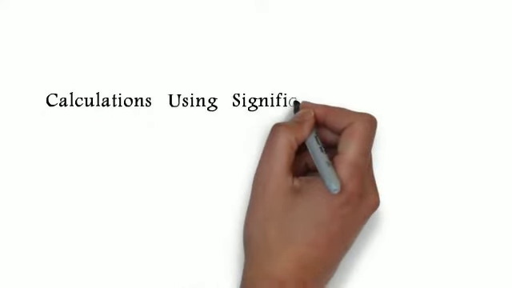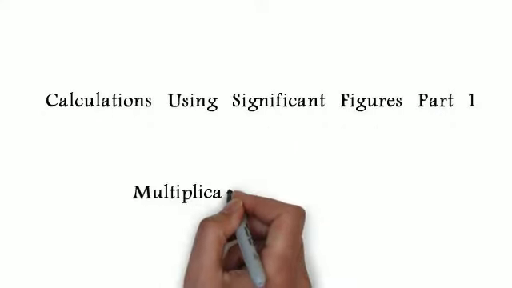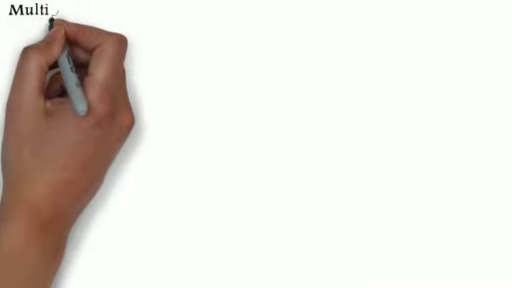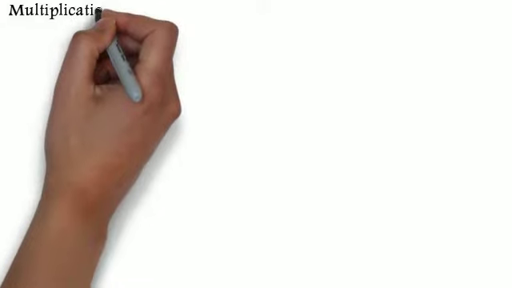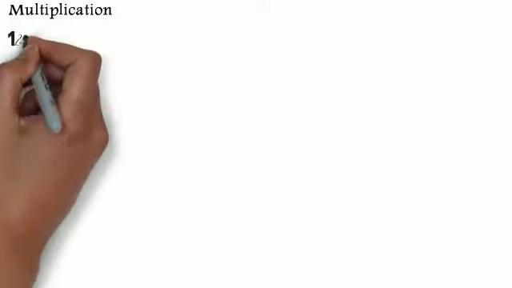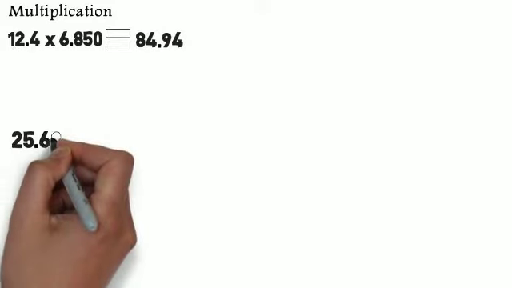Okay, this is calculations using significant figures, part one, where we're going to focus on multiplication and division. So let's start off with multiplication. What we're going to do is take three problems here. We're going to take 12.4 times 6.85, and that'll give us 84.94.